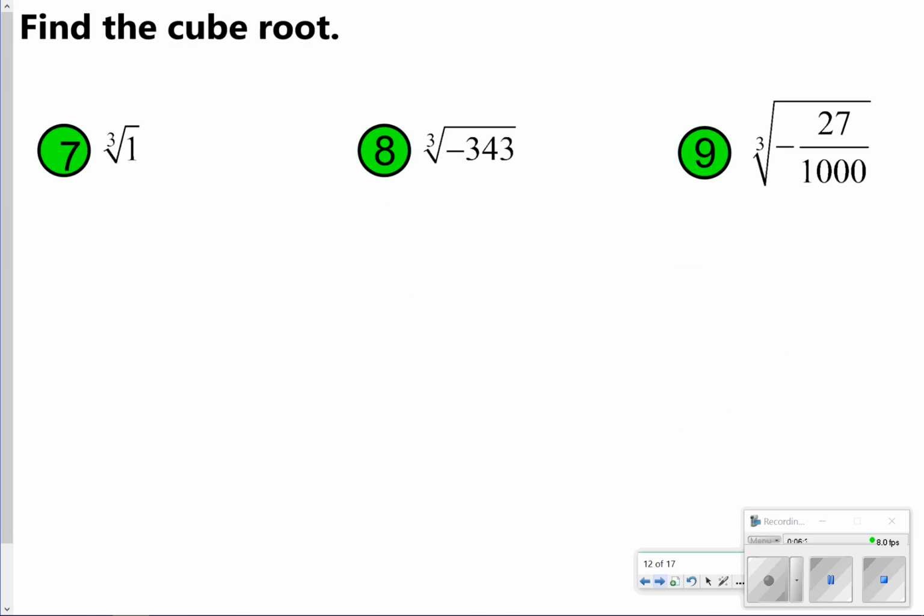Here are 7, 8, and 9. Again, you're going to try these. Be careful on numbers 8 and 9 because they both have a negative in there, and 9 has a negative and a fraction. So let's go ahead and pause the video now so you can try these 3. Once you're done, click play.